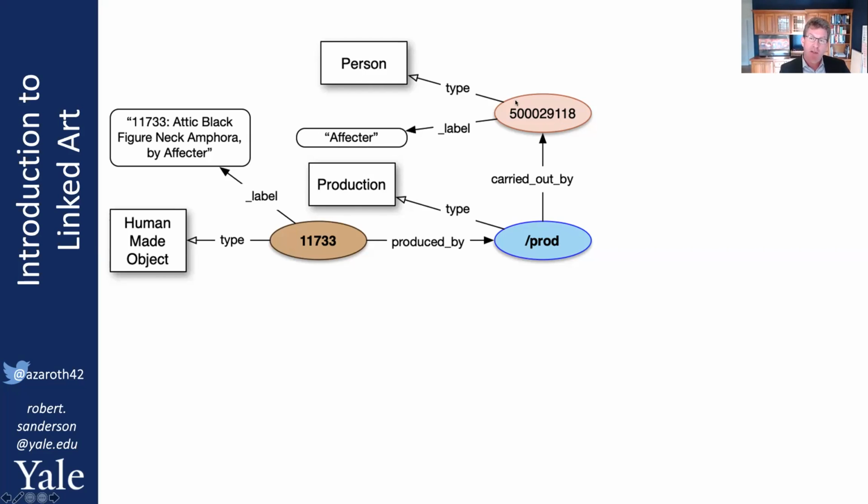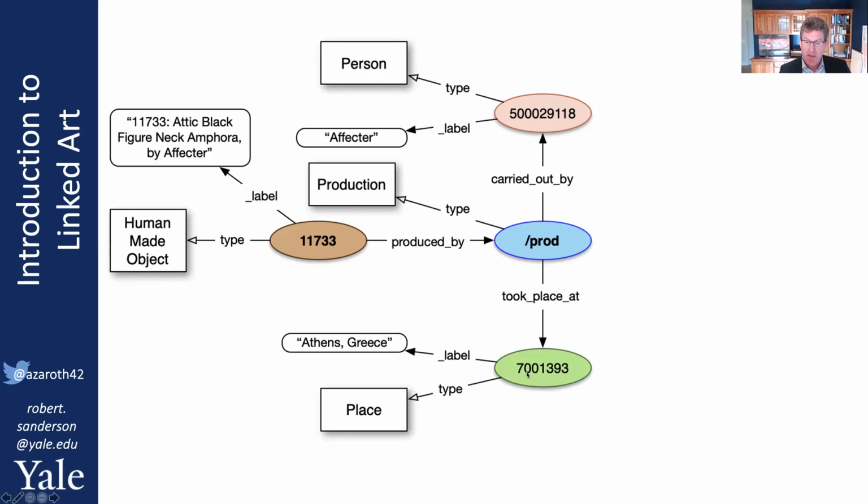If you were to dereference this URI, you would get a lot more information about Exekias. In beta testing at Getty at the moment, there is a linked art representation as well as the current more vocabulary-focused representation. It took place at a place, TGN 7001393, which happens to be Athens, Greece. And the same: if you were to dereference that place, you would get more information about it.